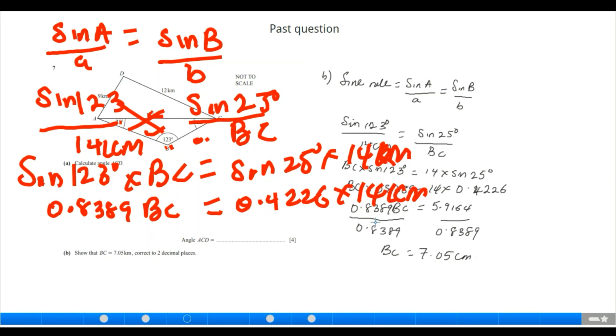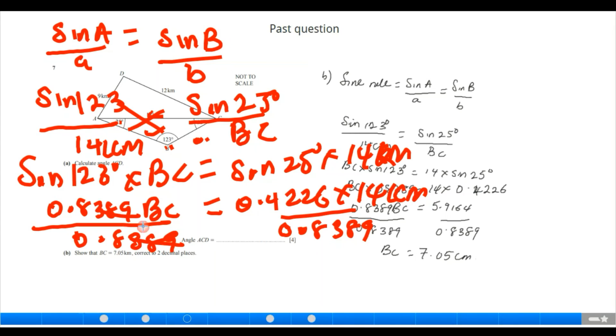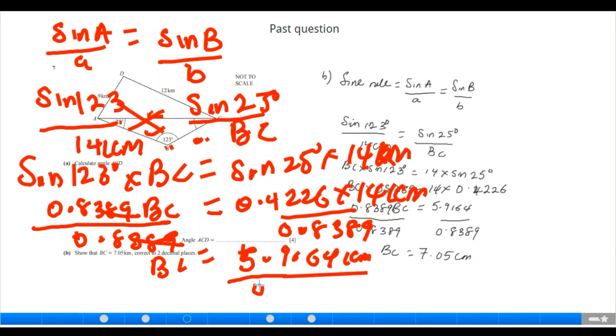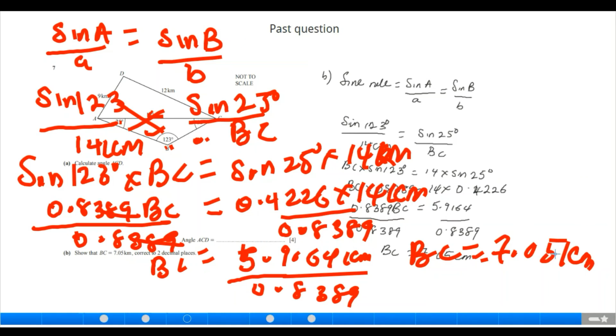Since we want to get BC here, we divide this side by 0.8389, and divide the other side too by 0.8389, so they cancel each other. Then we have BC to be 0.4226 multiplied by 14, which gives us 5.9162 kilometer, divided by 0.8389. So if we divide that, then our line BC is going to give us 7.05 kilometer. And that's all the problem.